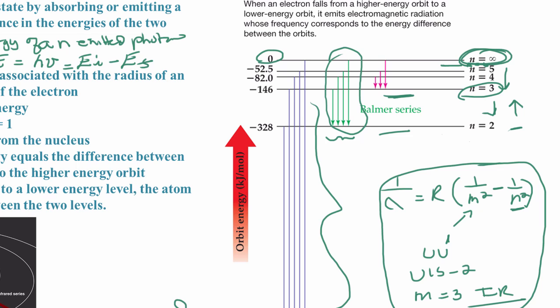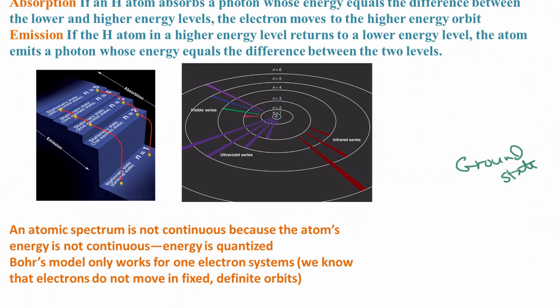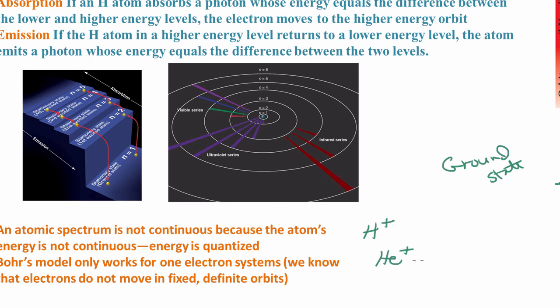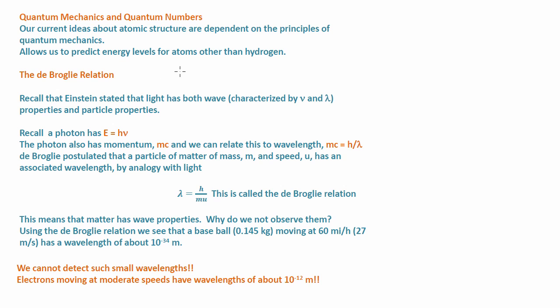Some limitations of the Bohr model. Number one, you can't predict the spectrum of any other atom than hydrogen. It's only going to work for one-electron species, like the hydrogen ion, helium ion, lithium 2+ ion. If more than one electron exists, we have to take into account the other interactions, for example electron-electron repulsions. All these observations lead us to quantum mechanics and quantum numbers.